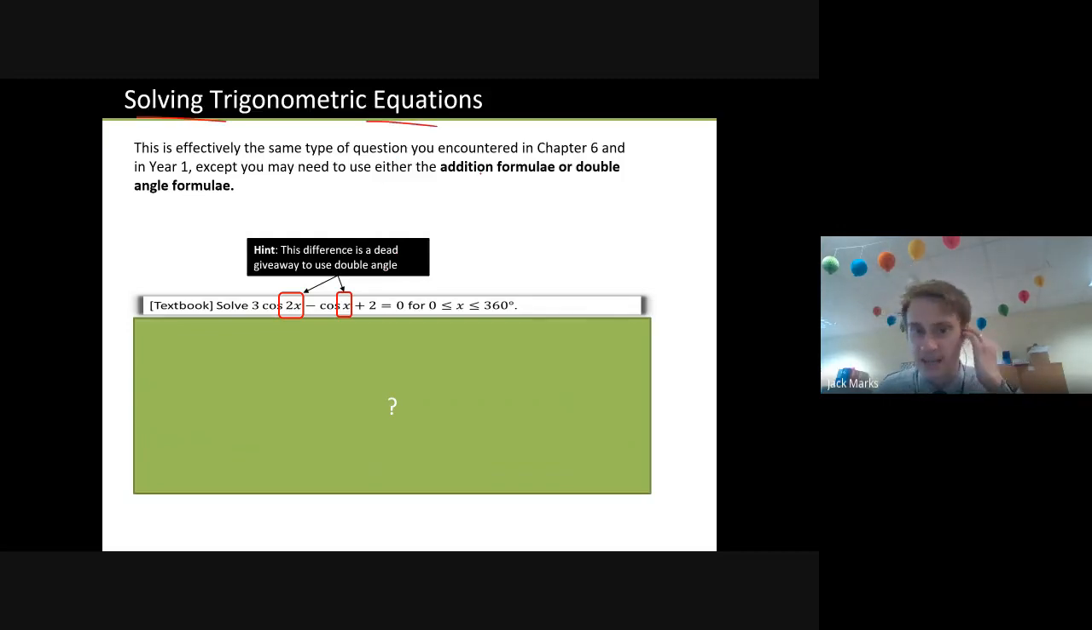So instead of doing something like 2 sine of 3 theta plus 15 equals 4 or something, that's not a good question because that's impossible. Let's make that 1. Instead of doing something like this, we can add quite a few more layers to it now. Okay, so the question is: solve 3 cos of 2x minus cos of x plus 2 equals 0.